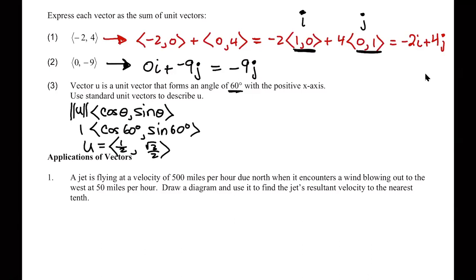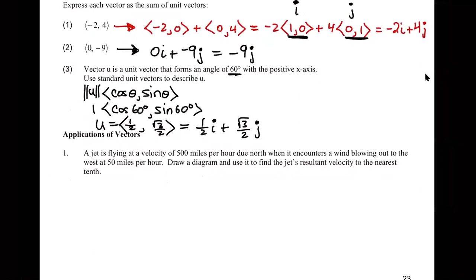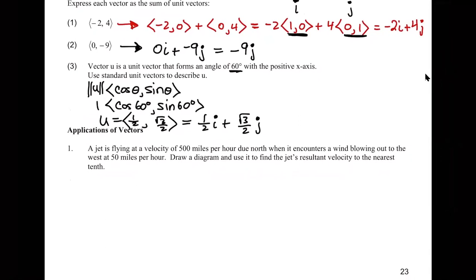So this is my u. I want to get the i, j stuff involved. I would be saying 1/2 i plus radical 3/2 j. All right, so it's really not that bad. It's just kind of building off of the stuff that we did on the previous page, just with this new i, j stuff. All right, nothing too crazy though.